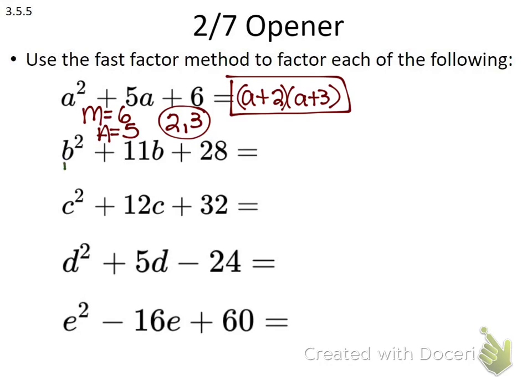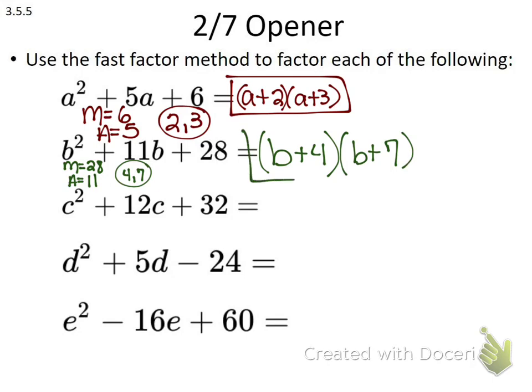The M is 28 and the A is 11, and 4 and 7. That'd be parentheses B plus 4, B plus 7. Now, could my answer be B plus 7 times B plus 4? Yeah, it doesn't matter if your groupings are switched around. Okay. All right, let's look at the third one.